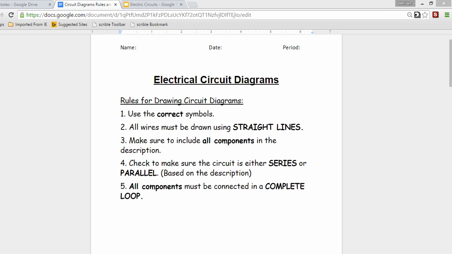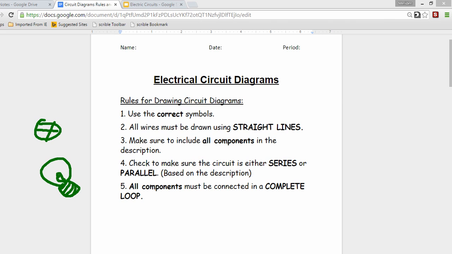Before we start talking about the symbols of circuit diagrams, let's review the rules for drawing a good circuit diagram. First off, you need to use the correct symbols. We're going to talk about the symbols in a minute, but for the most part, the symbols tend to be pretty simple. So a light bulb symbol is going to be this right here. Please do not try to draw me a light bulb. Doesn't matter what a good artist you are. I don't want to see your interpretations of what we're trying to draw here.